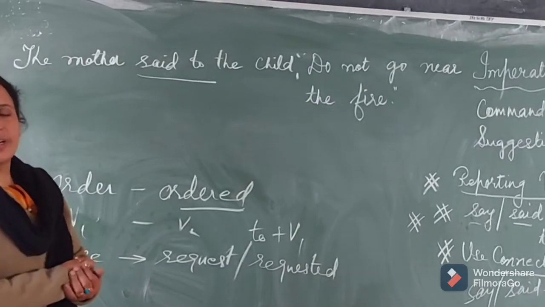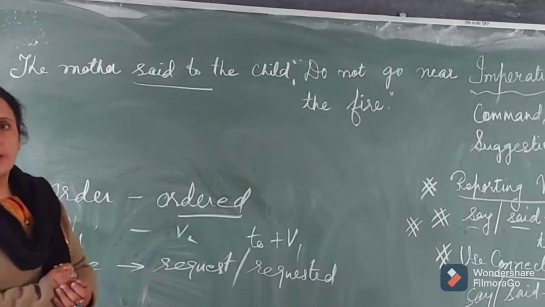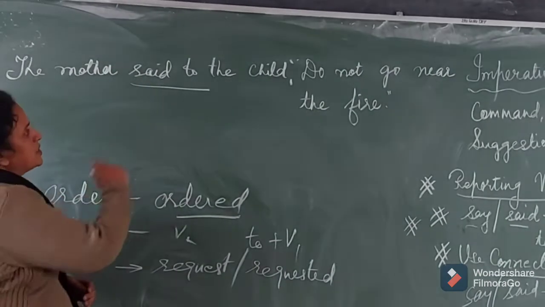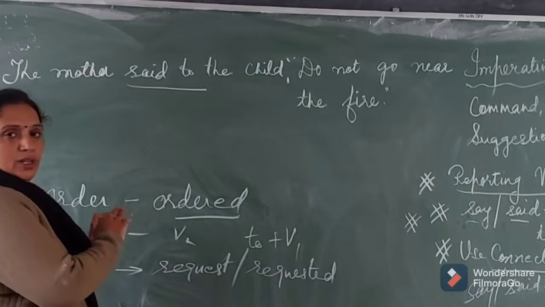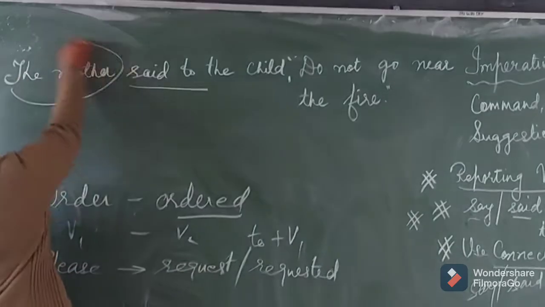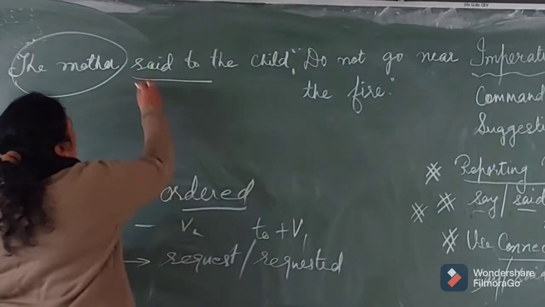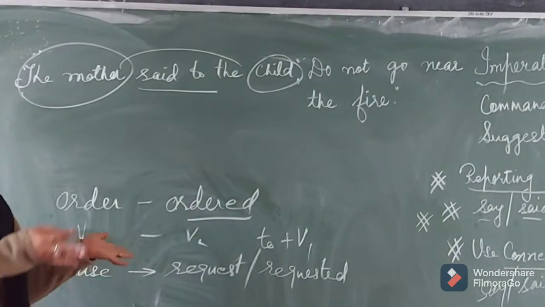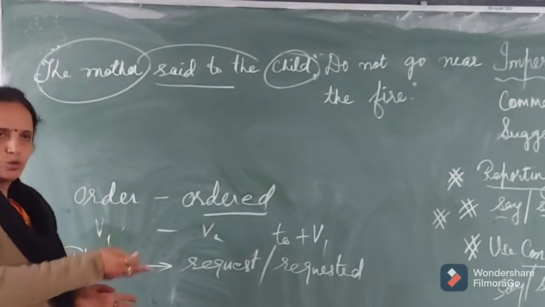So let's understand through one more example of the imperative form of sentences. Let's now read the statement. Here it is given: the mother said to the child, don't go near the fire. So here we come to know this mother, the subject, is giving a warning to the object, the child, about something. That means she is warning the child not to do that work. So let's know how to transform.